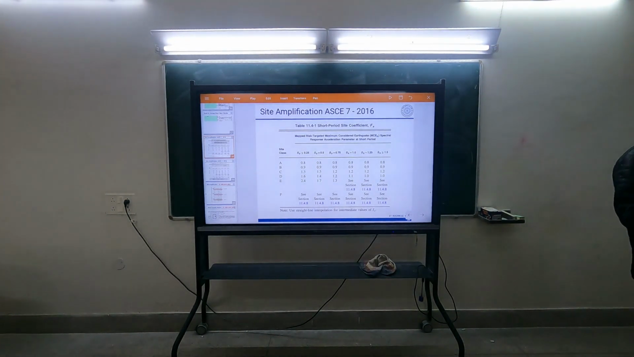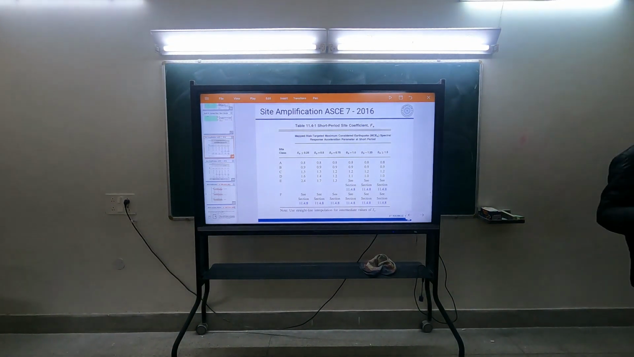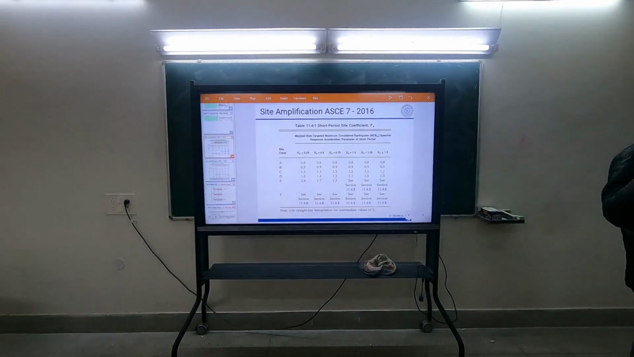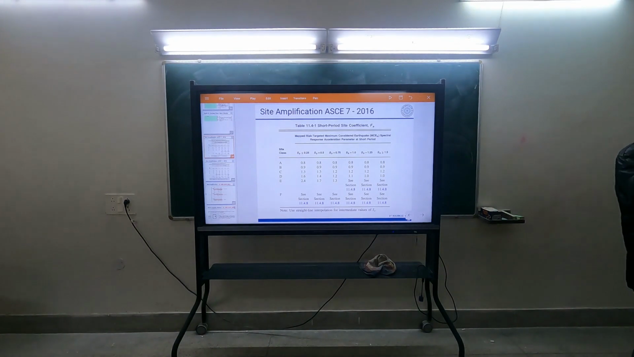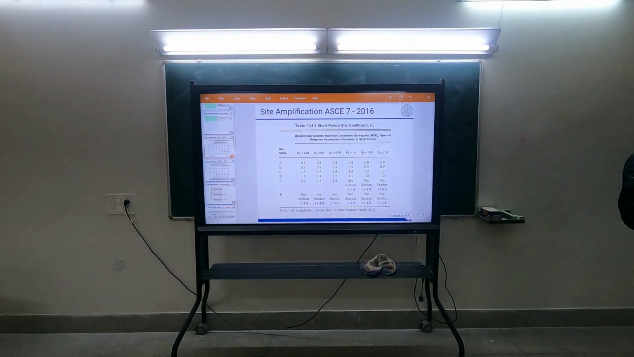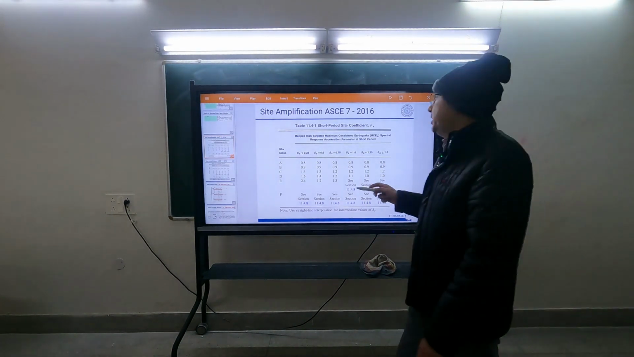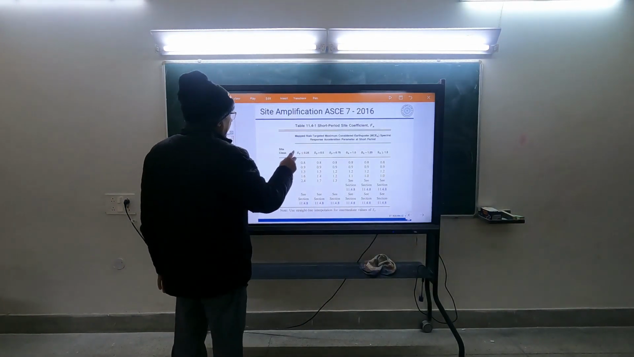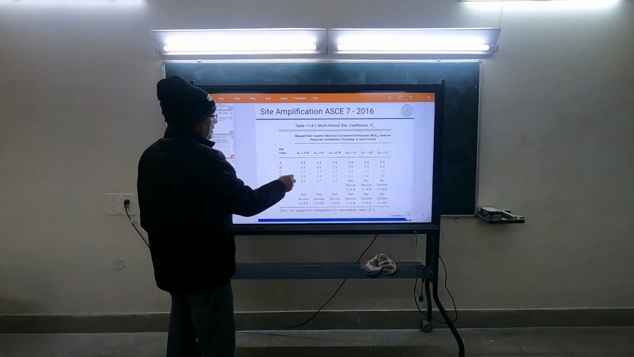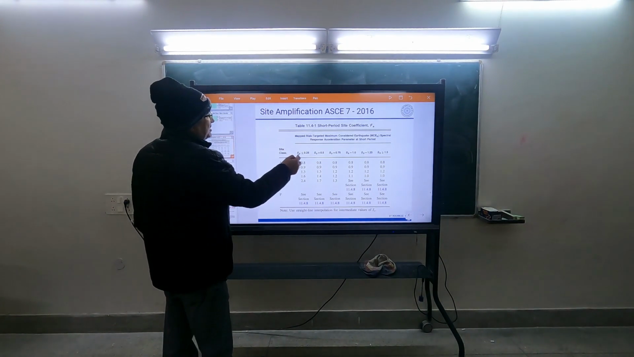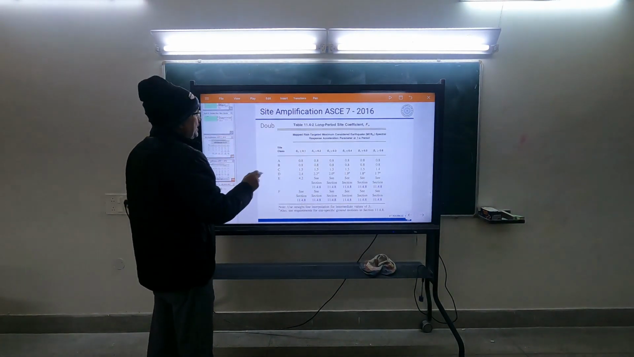In our case, such software is not available, but the zonation map is there. Our zonation map will be available on the website. You give your longitude and latitude, it will give you the zone. Okay. So you look here, FA. This is FA, and they use SS and S1.